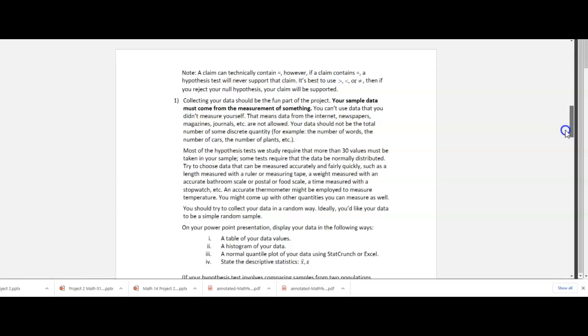Most of the hypothesis tests we study require that more than 30 values must be taken in your sample. Some tests require that the data be normally distributed. Try to choose data that can be measured accurately and fairly quickly, such as length measured with a ruler or measuring tape, a weight measured with an accurate bathroom scale or postal or food scale, a time measured with a stopwatch, etc. An accurate thermometer might be employed to measure temperature. You might come up with other quantities you can measure as well. You should try to collect your data in a random way. Ideally, you'd like your data to be a simple random sample.